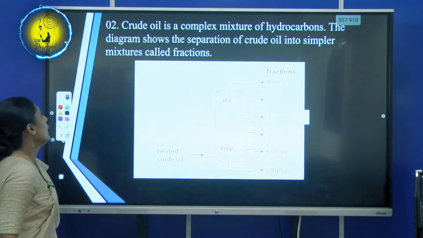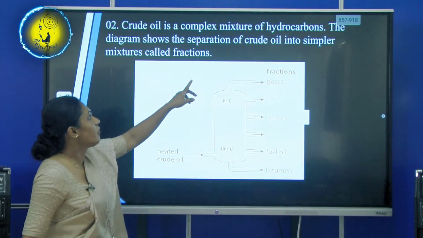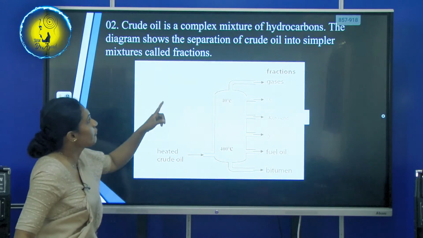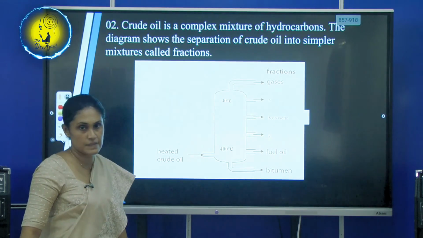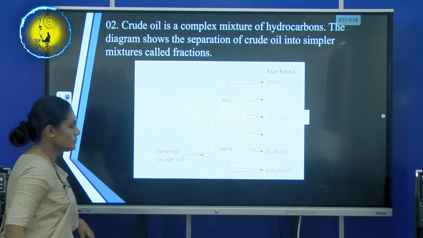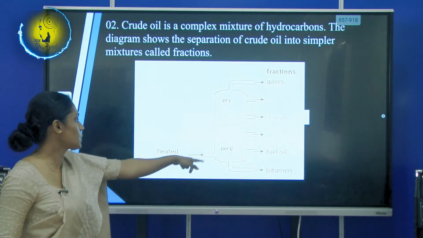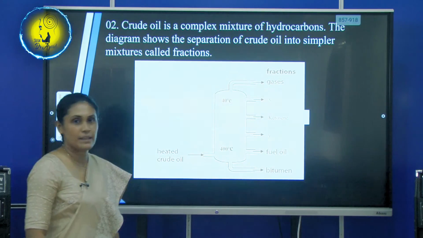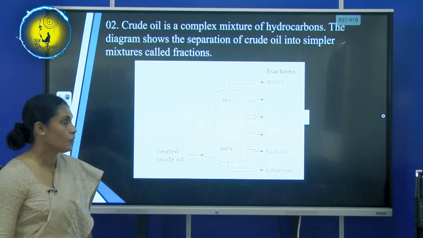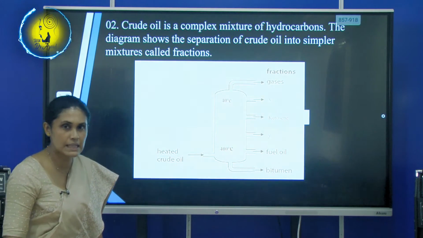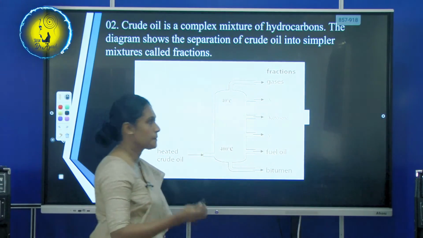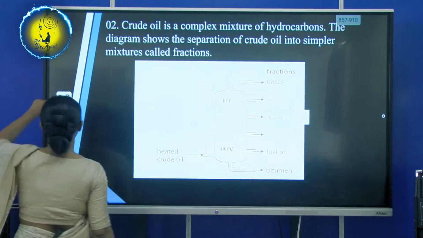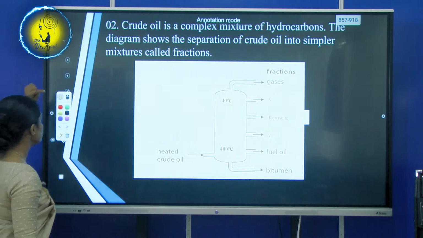Okay, good question. Crude oil is a complex mixture of hydrocarbons. True. The diagram shows the separation of crude oil into simpler mixtures called fractions. In the other question they will ask what is X, Y and Z. Z they have given, bitumen, no problem at all. X is what? Hope you can remember this one. We were discussing this in the classroom. X is gasoline. How to spell?